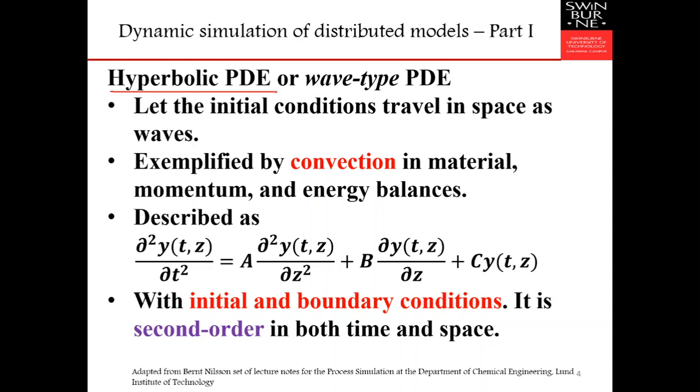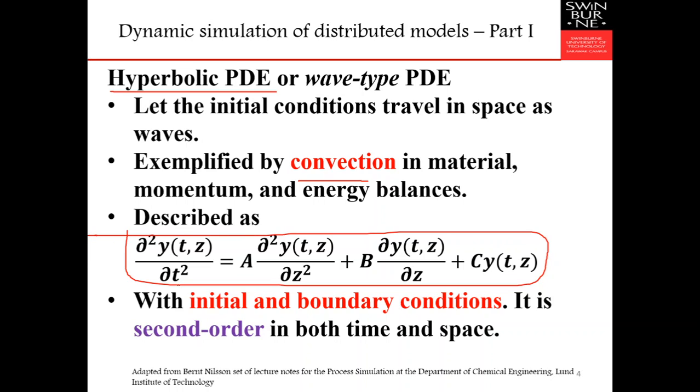A hyperbolic PDE, on the other hand, can be perceived as an equation that lets the initial condition travel in space as waves. In reality, the phenomenon that can be explained by this hyperbolic PDE is convection in material, momentum, and energy balances. This PDE has the general form like this: second order with respect to time, and then second order with respect to space.